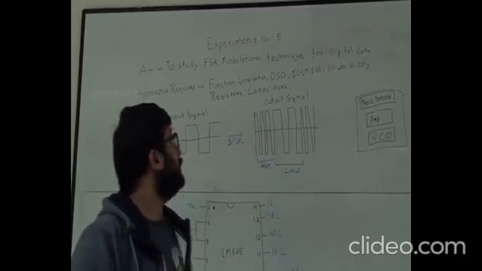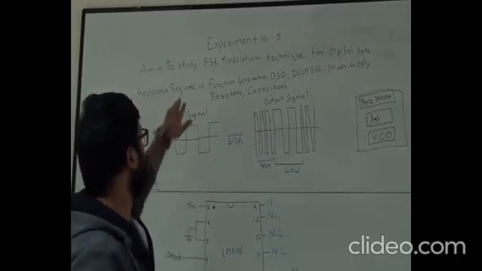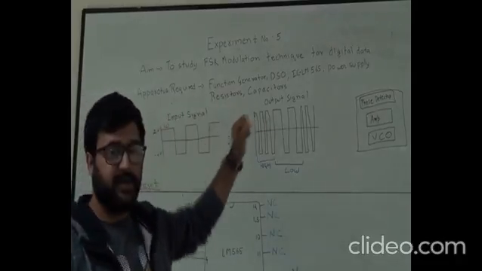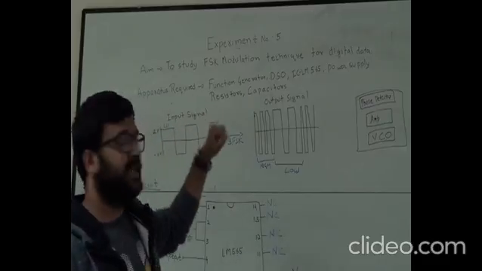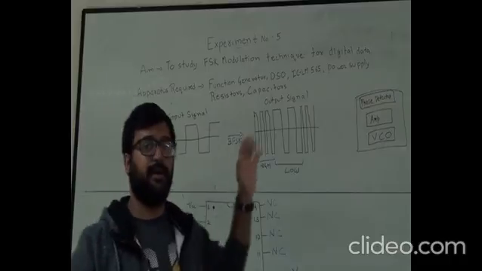So welcome all. Today we will do experiment number 5. The aim of experiment 5 is to produce an FSK modulation technique for a digital signal. The FSK modulation technique is a technique to transmit the digital signal over radio waves.